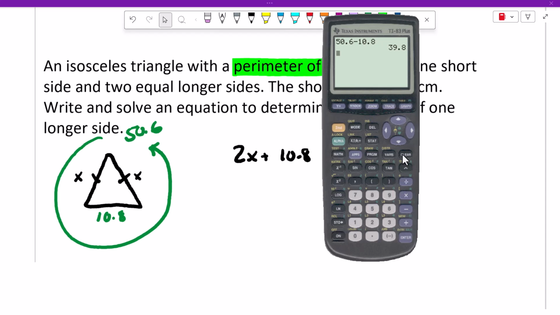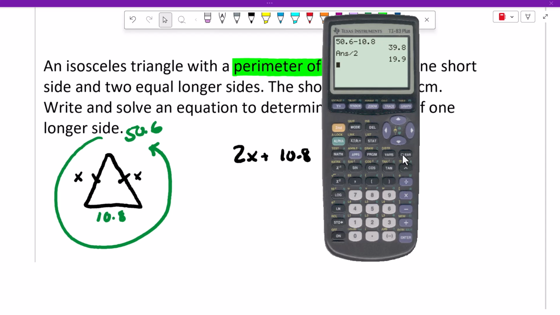Does that make sense? Then how big must one of those be? What would you do? If both divided by 2, because they're both equal. You go divide by 2, that means each side is 19.9. Right? So if you go 19.9 plus 19.9 plus 10.8, you get the answer. Right? And I think most people could probably figure that out without an equation if you give enough time.